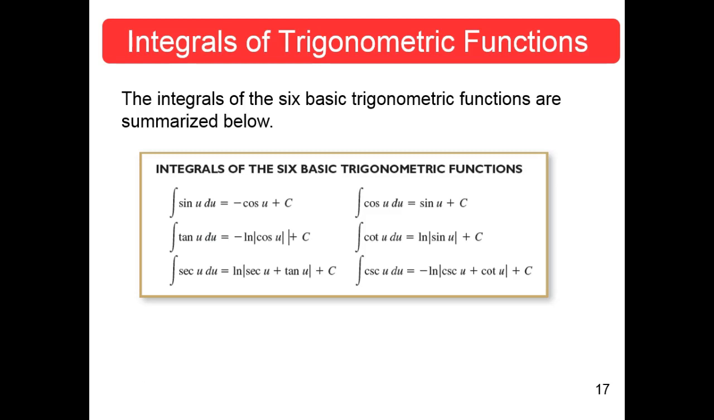Negative. The derivative of sine u is positive. The antiderivative is negative, minus cosine u, plus c, of course. How about the antiderivative of cosine u? Sine u plus c.